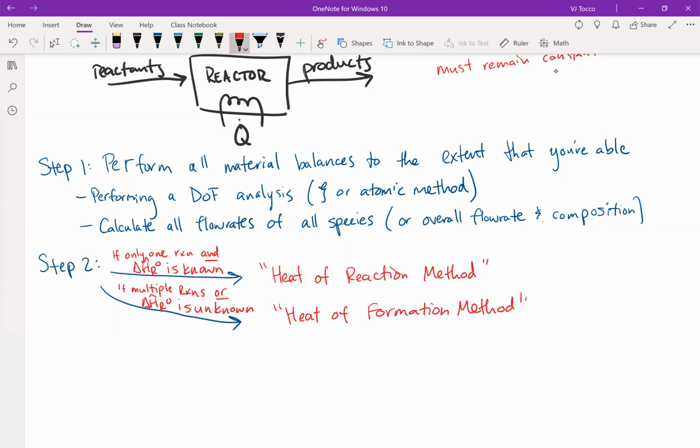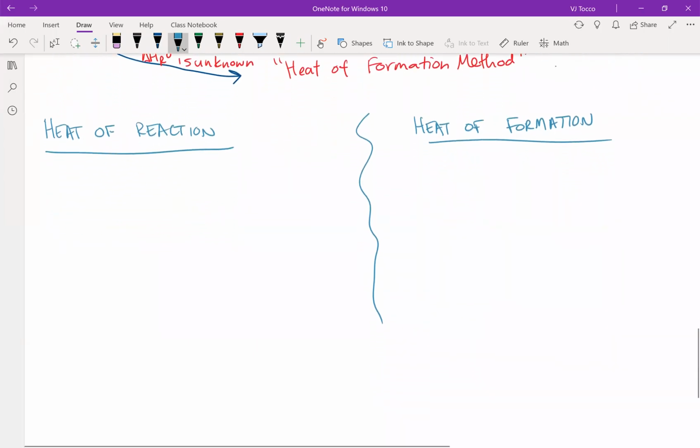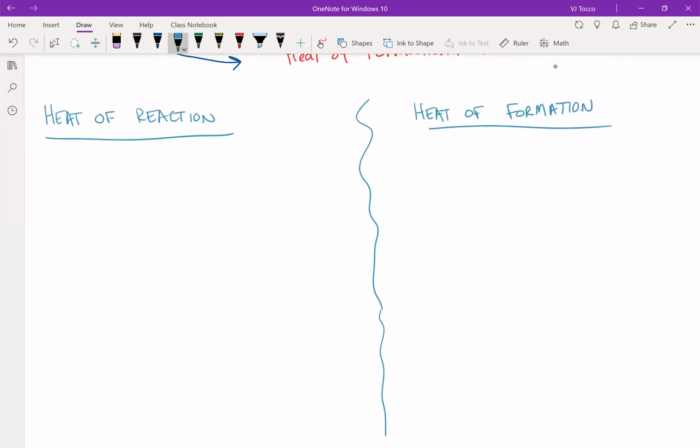Once again, it's up to personal preference, although not really to the extent that the extent of reaction or the atomic method was. You should really follow this flow chart that if you have one reaction and the heat of reaction is known, then the heat of reaction method is going to be simpler. But if you have multiple reactions or you do not know what your heat of reaction is, then your heat of formation method is going to be much easier. So after you choose which method you want to use to solve the problem, you can then proceed from there.